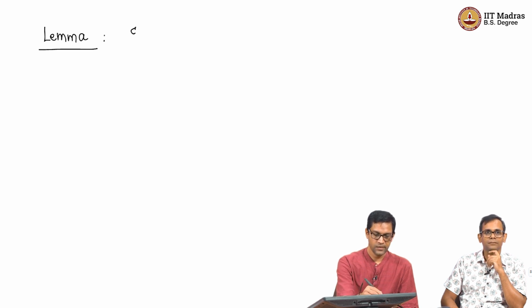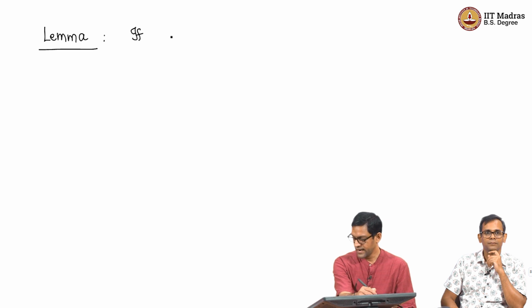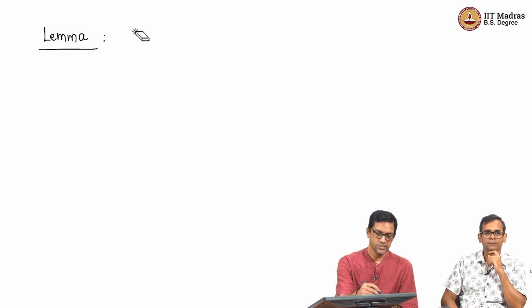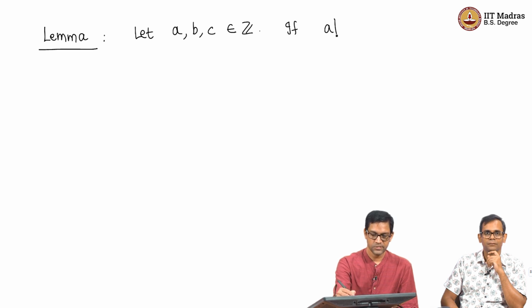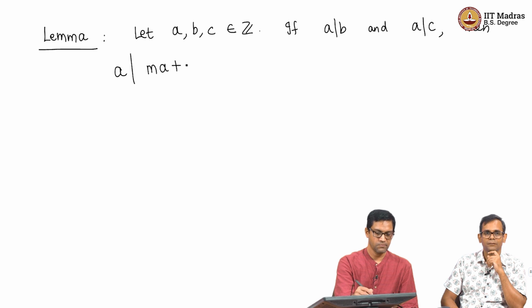It says that if, let me say again, let A, B and C be integers. If A divides both B and C, then A also divides every number of the form m times B, which is some multiple of B, plus n times C, which is some multiple of C. And what are m and n here? For all integers m and n.